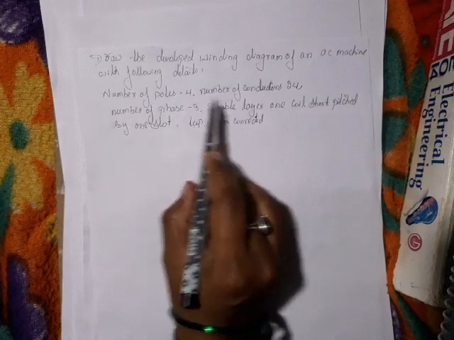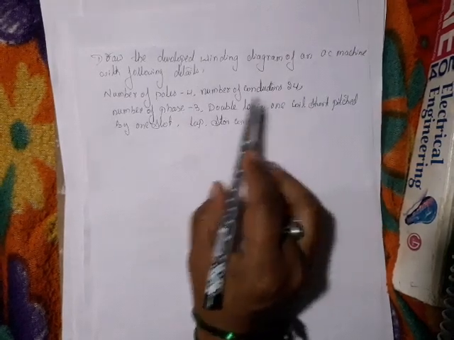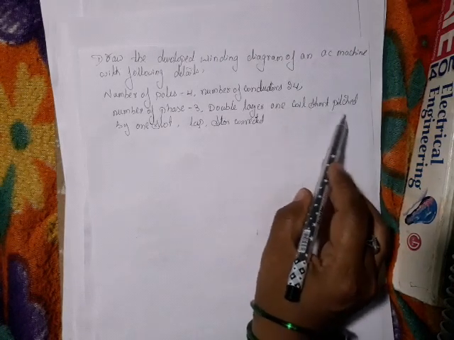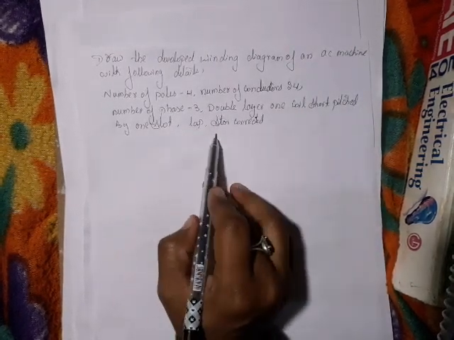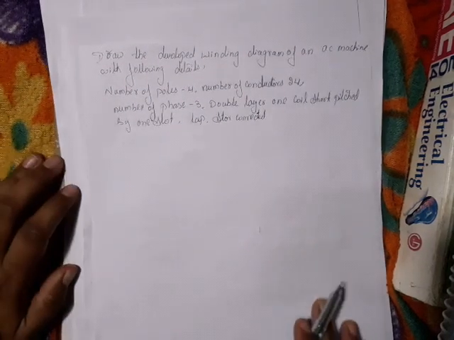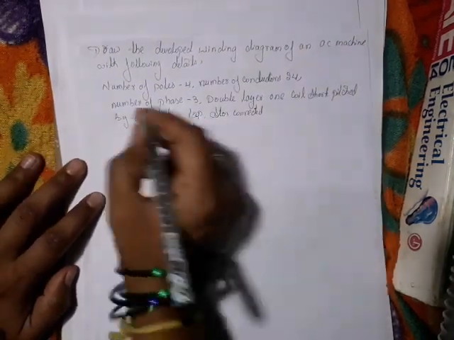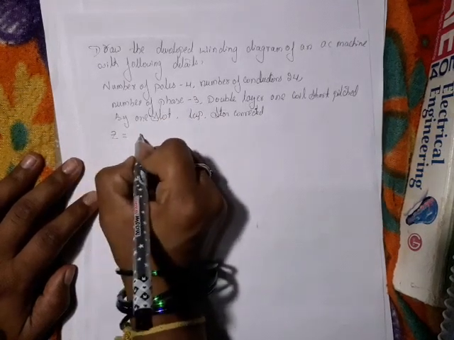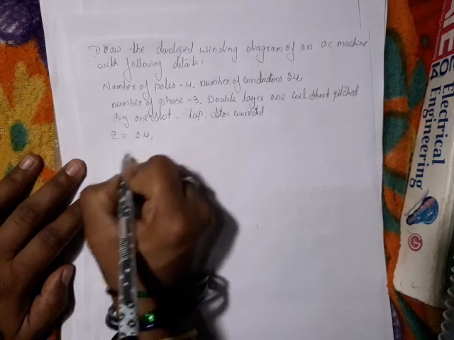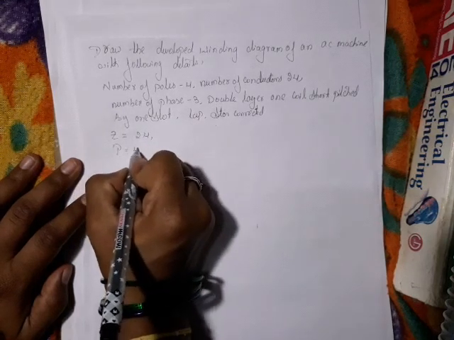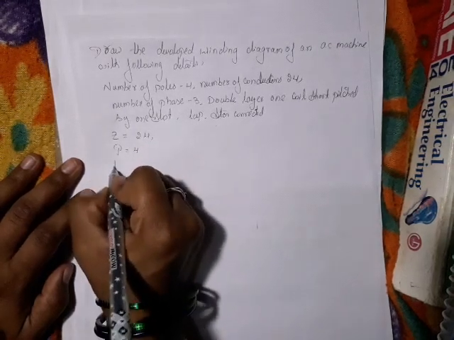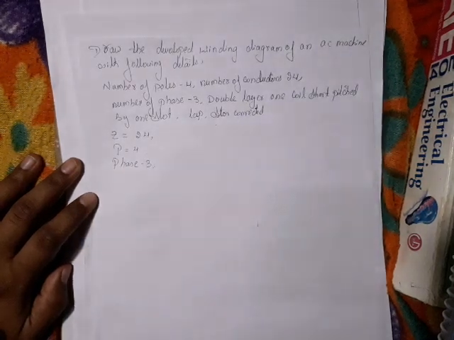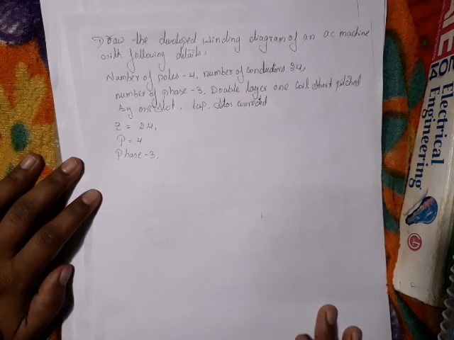Number of poles 4, number of conductors 24, number of phases 3, double layer, 1 coil short pitched by 1 slot, lap, star connected. This is the question given. First we'll note down the data given. So Z is the number of conductors. How many conductors given? 24. Number of poles 4. Number of phases 3. So we need to do certain calculations to draw the winding diagram.